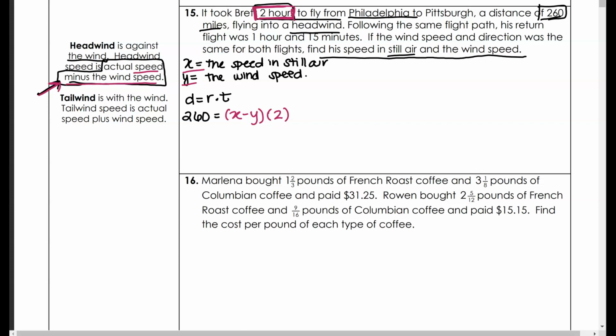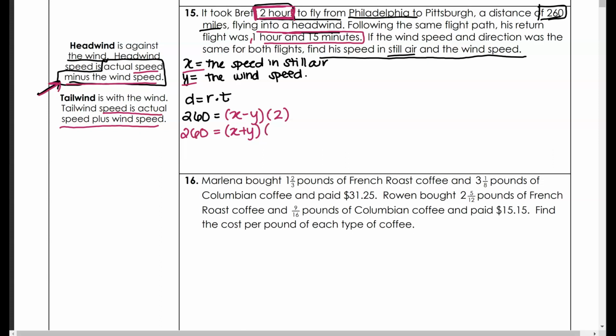Now on the return flight, we're doing the same thing, except we know that the time shrunk by 1 hour and 15 minutes. The distance stayed the same, so it's still 260. We are no longer at a headwind. We're tailwind, right? Which is the actual speed plus the wind speed. So then that would give us x plus y. And then that turns into the time, which is 1 hour and 15 minutes.